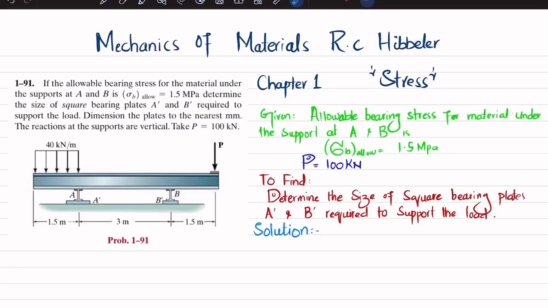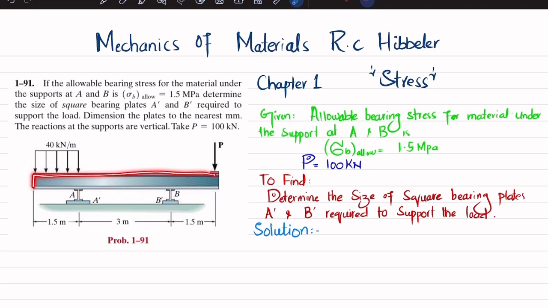Welcome back. In this video, we are going to solve problem 1-91 that is taken from chapter number 1, stress, and book name is Mechanics of Materials by RC Hibbeler. So statement is, if the allowable bearing stress for the material under the support at A and B is 1.5 megapascal, determine the size of square bearing plate at A dash and B dash required to support the load. Dimension the plate to the nearest millimeter. The reaction at supports are vertical. Take P is equal to 100 kilonewton.